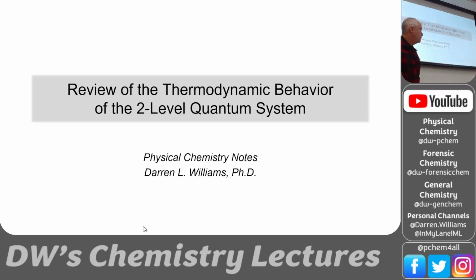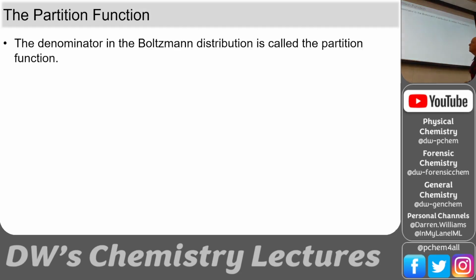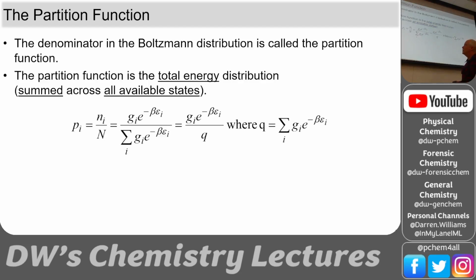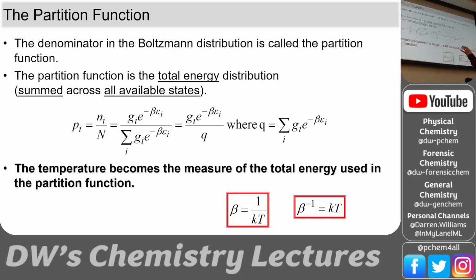Okay, so what I would like to do just a little bit is review what we did with the Kahoot. Here's again, the denominator in the Boltzmann distribution function serves as a normalization factor. It's called the partition function. It is the total energy distribution summed across all available states. And at temperature it becomes a measure of the total energy available to the system.